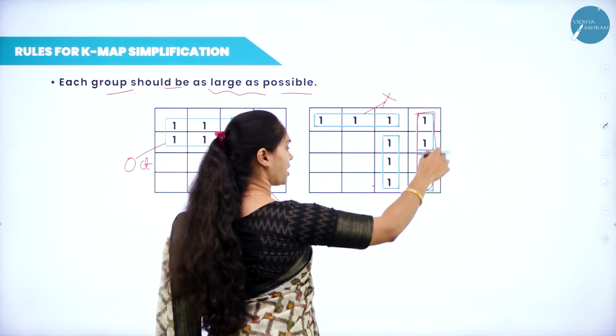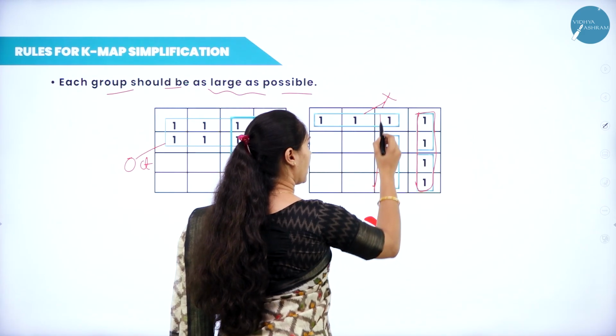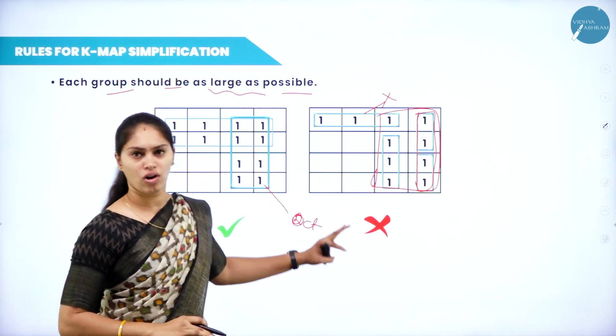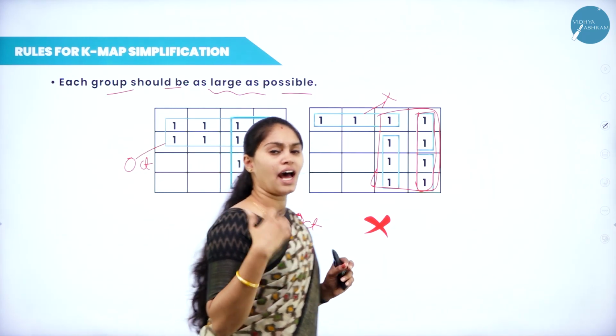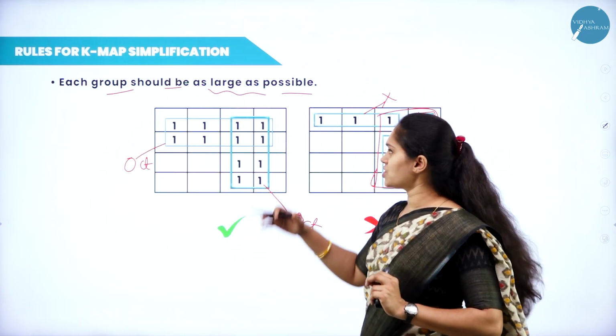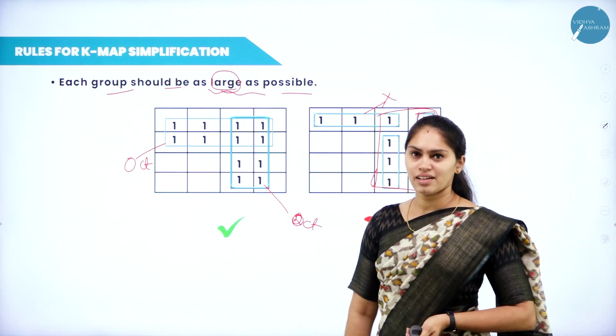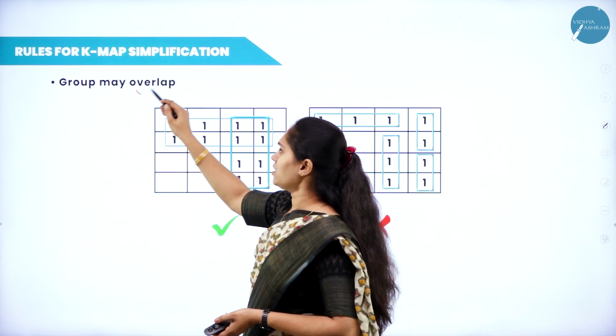So instead of making it as 4 consecutive ones, I can group it as one octet. So this is the right and wrong method of grouping. We have to group the values as long, or as large, as possible. This is another rule: groups may also overlap.